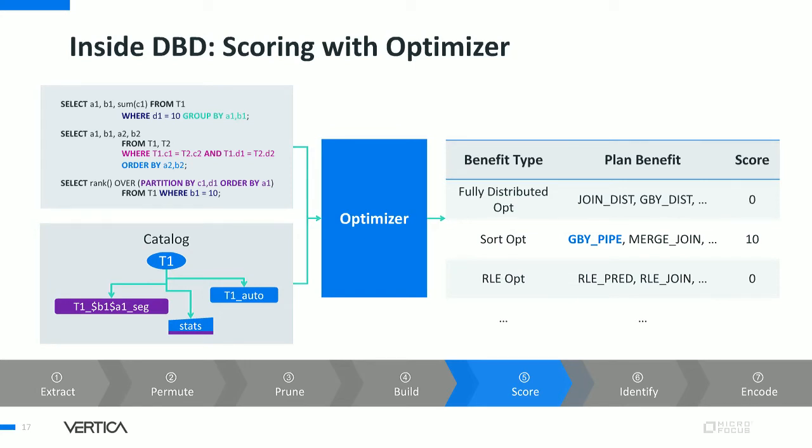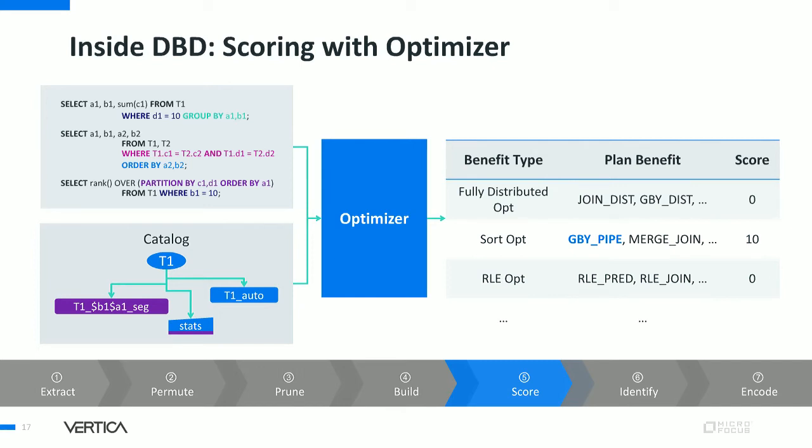The next step is scoring with optimizer. Now projection candidates are built in the catalog. DBD can send workload queries to the optimizer to generate query plan. And then optimizer will return the query plan.